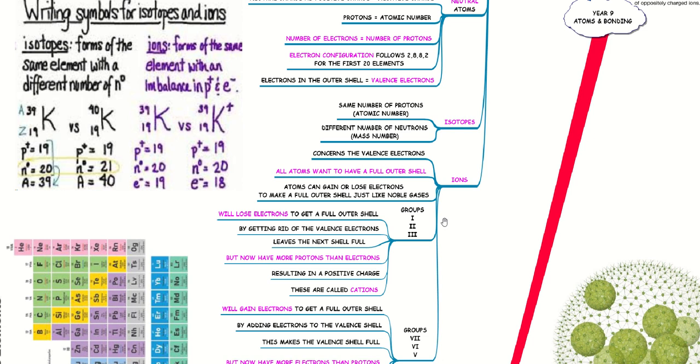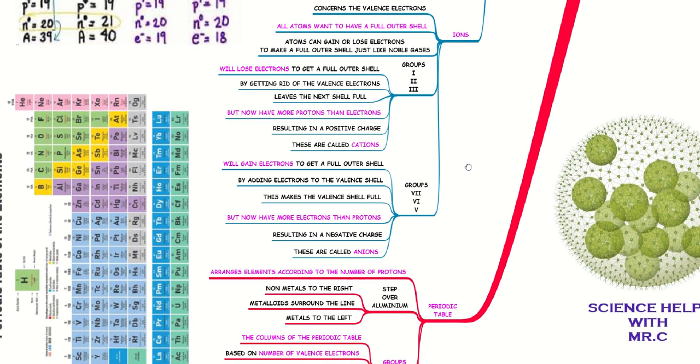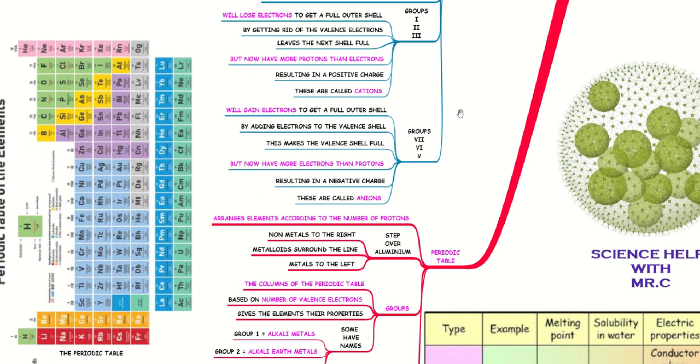Now, metals, being group 1, 2, or 3, have only a few valence electrons. And by getting rid of those outer electrons, they've got a full outer shell below. But by getting rid of electrons, they end up with a positive charge, and we call them cations. In the same regard, some non-metals love to receive electrons, and because they've now got more electrons than protons, they end up with a negative charge, and we call these anions.